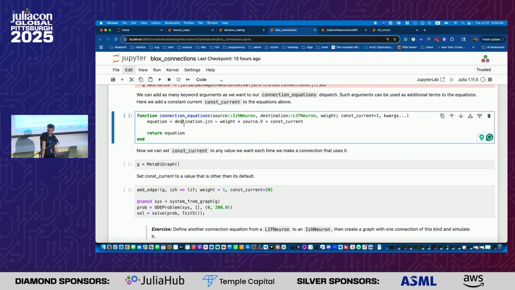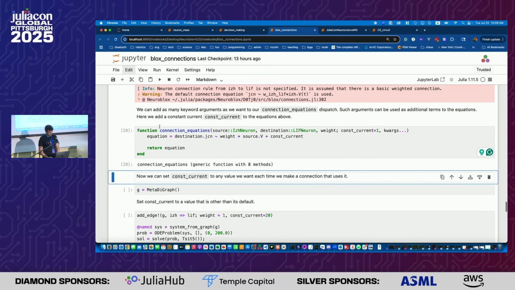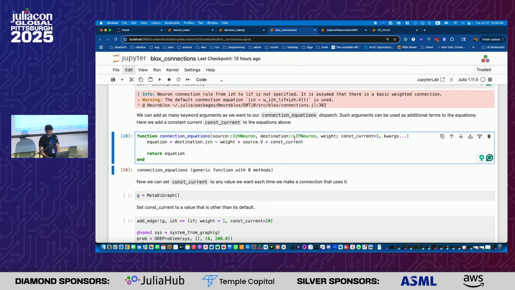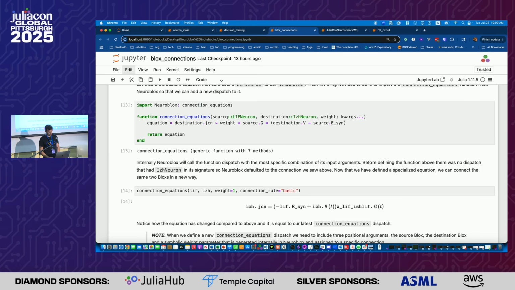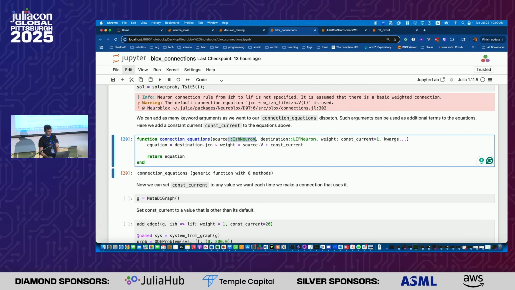Do we have a nice thing for just plotting individual variables in MTK? Okay. I haven't really used our MTK interface. I guess this is yet another connection equation. So this is from IZH to LIF. Okay. So we define an equation from LIF to IZH, but we can go the other way as well. Define a different rule for IZH to LIF.